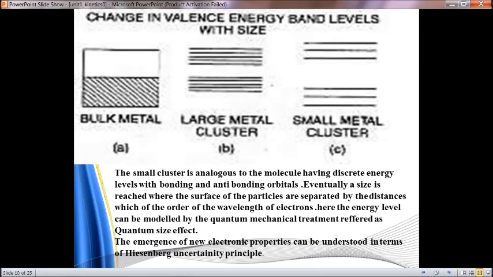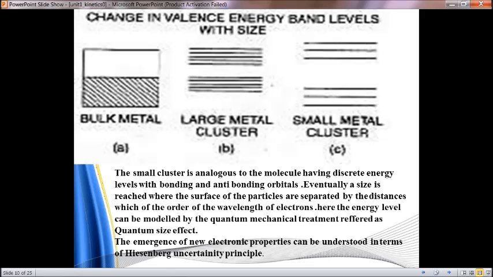See, this is the bulk material, this is the large metal cluster, this is the small metal cluster. In bulk metal we have a well defined band, but in a large metal cluster so many energy levels are there. In a small metal cluster the number of atoms will be less, and so fewer energy levels are there. So this quantum mechanical treatment is referred to as the quantum size effect.